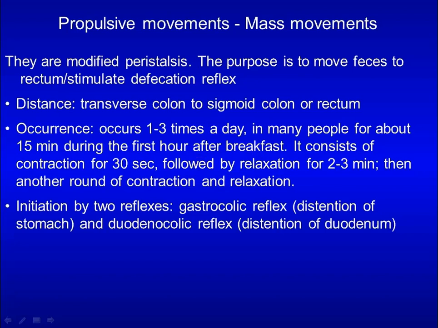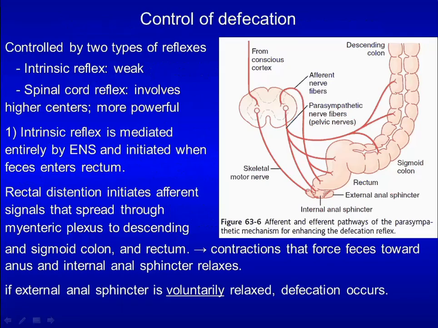It consists of contraction for 30 seconds followed by relaxation for 2 to 3 minutes. Then another round of contraction and relaxation. Mass movements are initiated by 2 reflexes, the gastrocolic reflex and the duodenocolic reflex. Defecation is controlled by 2 reflexes. One is a weak intrinsic reflex. The other one is a more powerful spinal cord reflex.